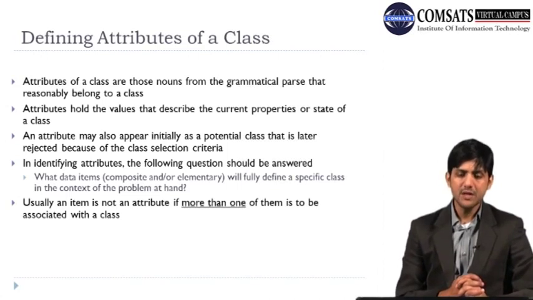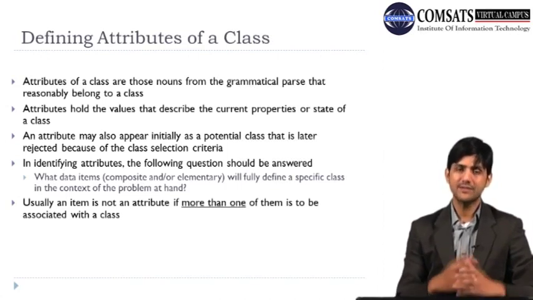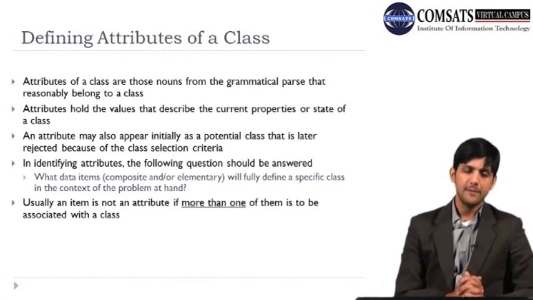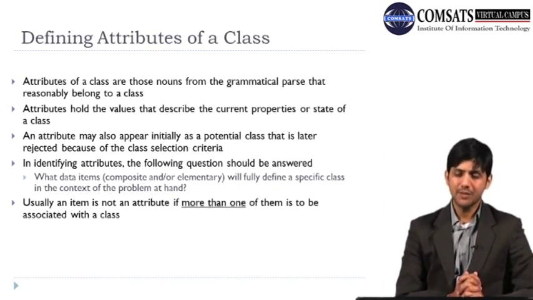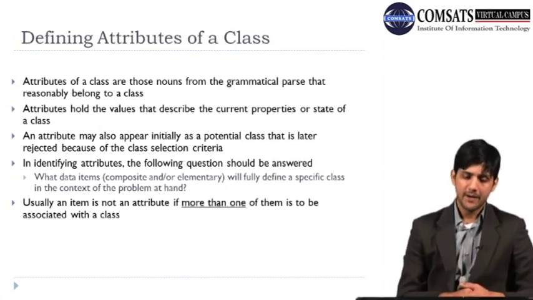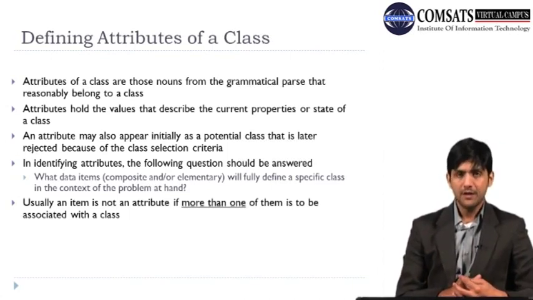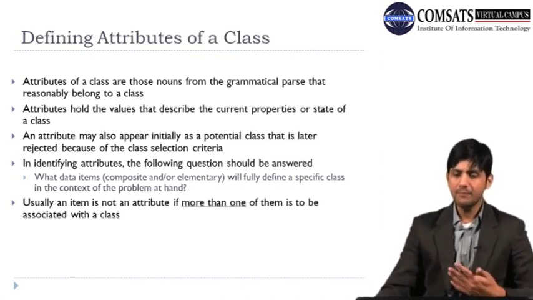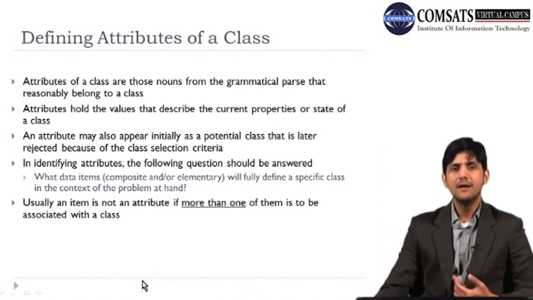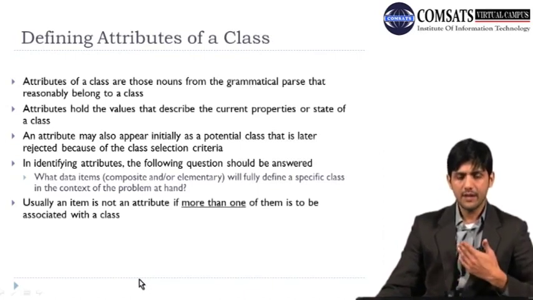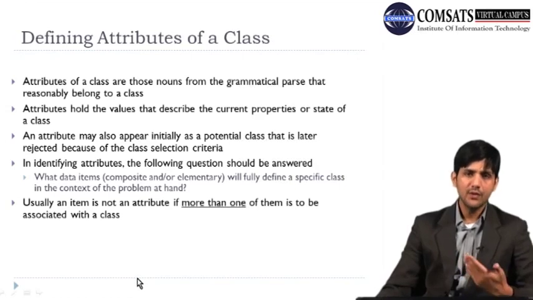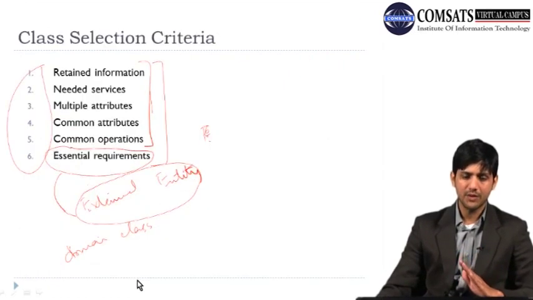An attribute may also appear initially as a potential class that is later rejected because of the class selection criteria, which we have already seen. In identifying attributes, the following question should be answered: what data items will fully define a specific class in the context of the problem at hand? As I gave the example of the sensor event. Usually an item is not an attribute if more than one of them is to be associated with a class. So, for example, if we have that sensor class, each sensor would have just one type. So we say, okay, this is an attribute of this particular class.